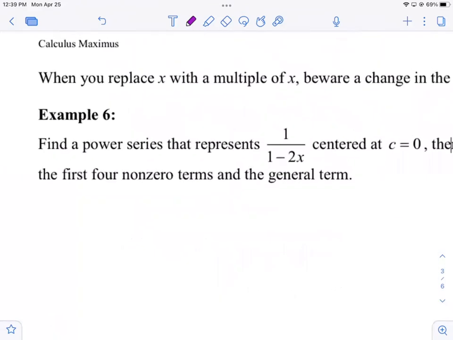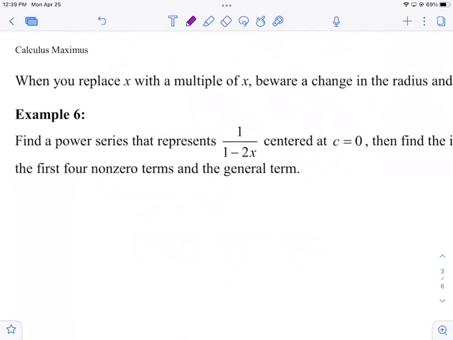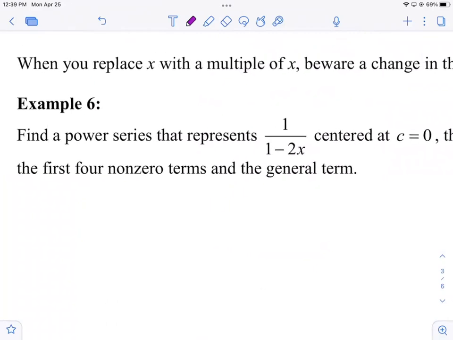Let's look at example 6. Beware a change in the radius. Look at this, example 6. Find a power series that represents 1 over 1 minus 2x. Yeah, that still looks like a quotient, right? I don't want to have to reinvent the wheel using Taylor's theorem.